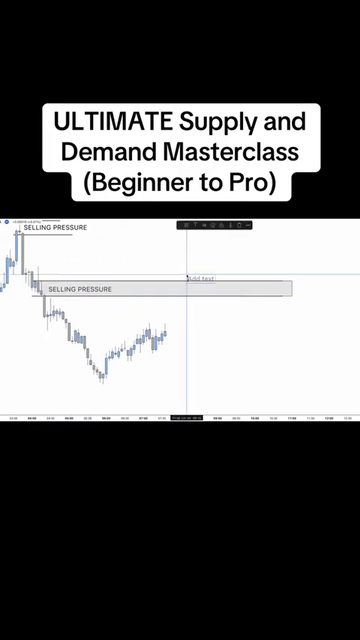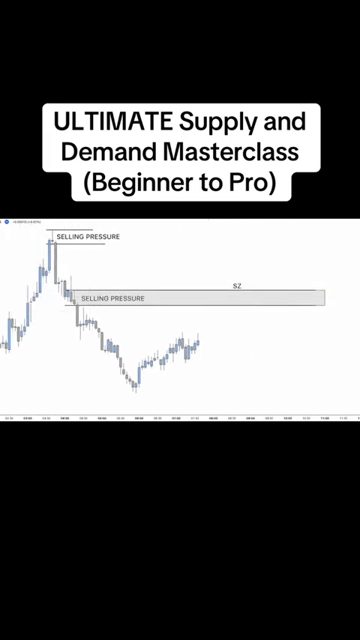And this is going to be a supply zone, so we're going to mark it SZ. Why is it supply? Because it's in a downtrend. It's a selling move, okay? Demand is obviously when we pull back to a buying zone. Supply is when we pull back to a selling zone. So this is a supply zone.